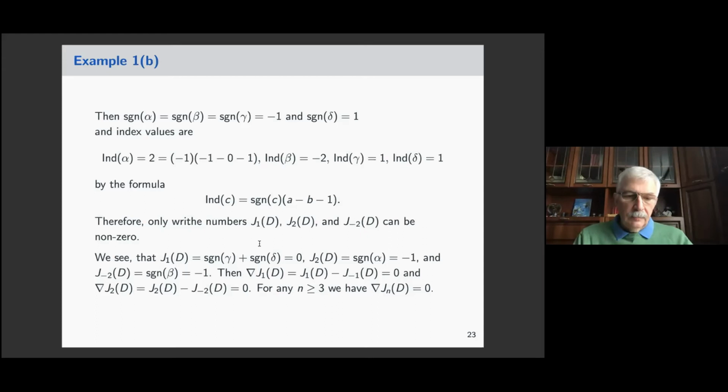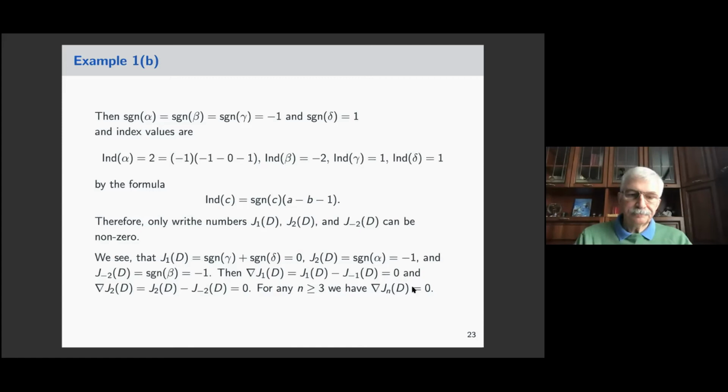And after that, we use these and calculate degree numbers. You'll see that the degree number related to n equal 1 is 0, and to n equal 2 also is 0. So for any other n, we also have it equal to 0. This is for the original diagram.